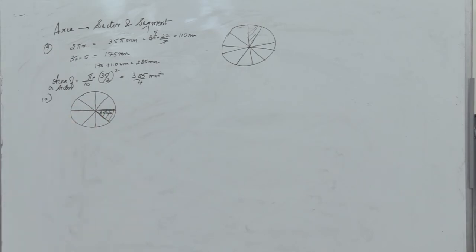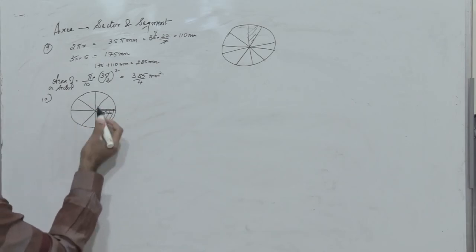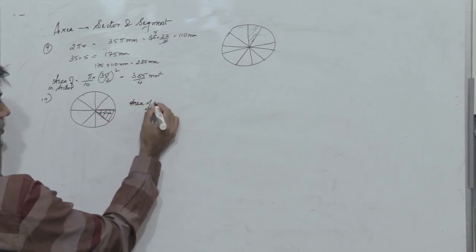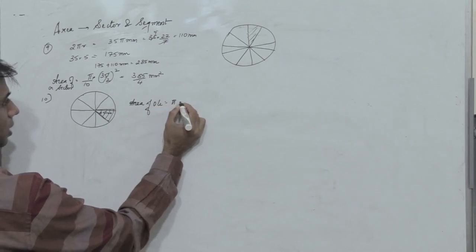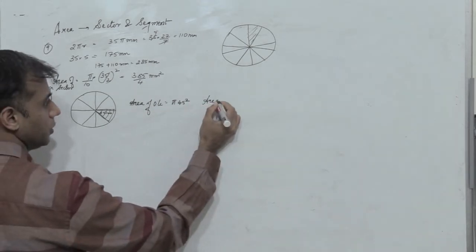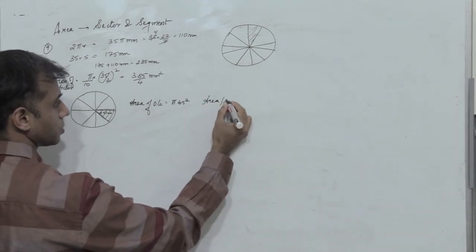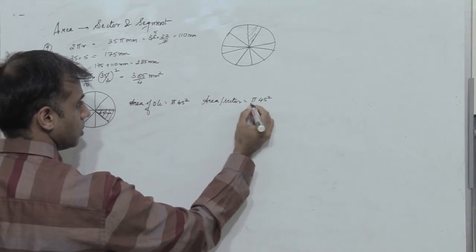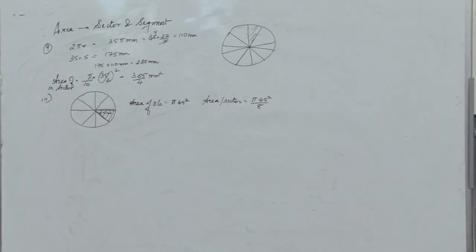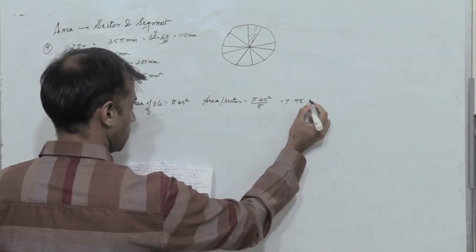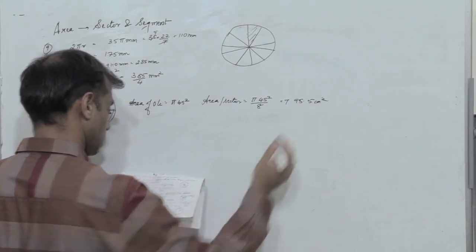So since there are 8 equal areas, find the area of the circle divided by 8. So area of the circle is pi r square, 45 square, and area of each sector. So area of each sector is the area of the circle divided by 8. So that gives us 795.5 centimeter square.